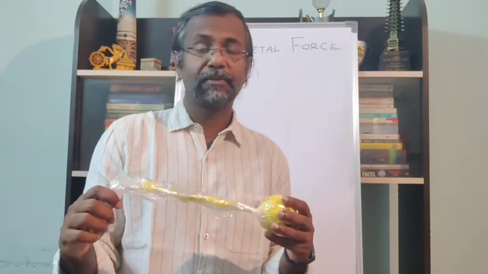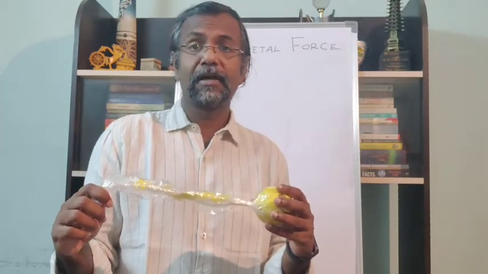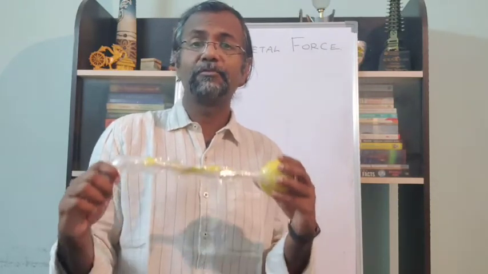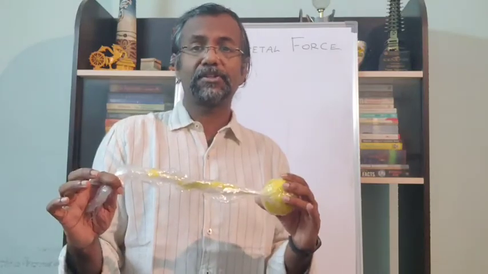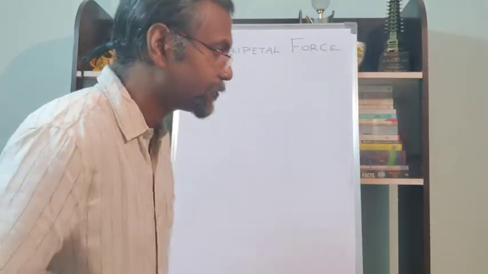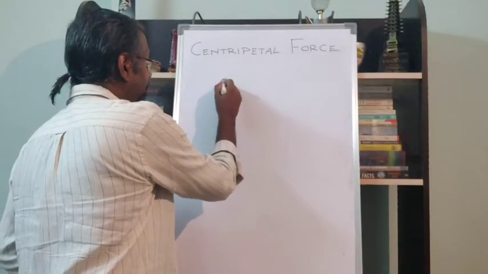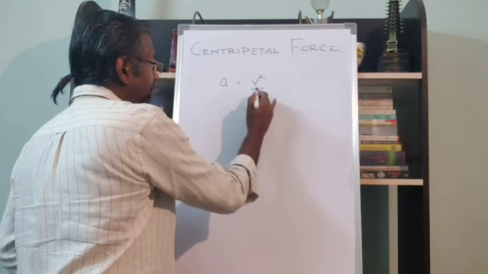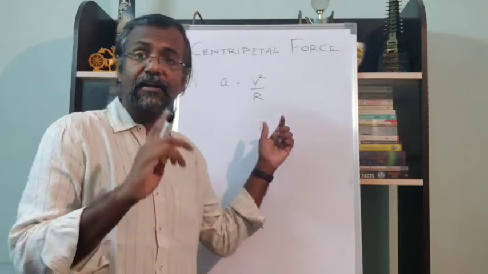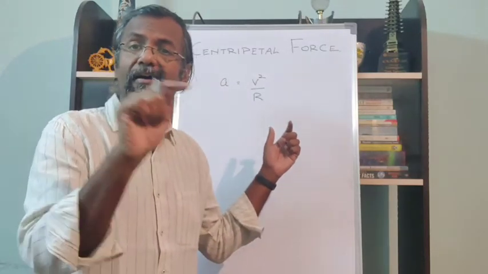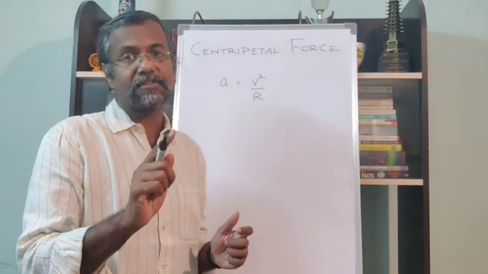The magnitude of the velocity was constant, the speed was constant, but the direction of velocity kept changing. Therefore, there had to be an acceleration, and that acceleration was called centripetal acceleration, right? We have already seen that centripetal acceleration a is given by v squared by r, where v is the magnitude of the velocity and r is the radius of the circle. The direction of acceleration was along the radius, directed towards the center of the circle, right?